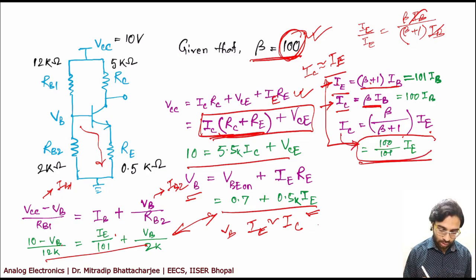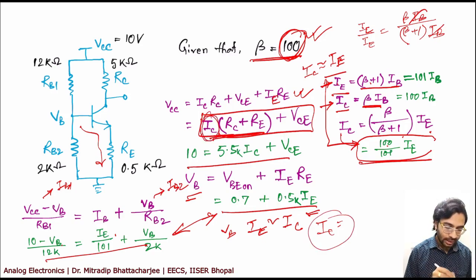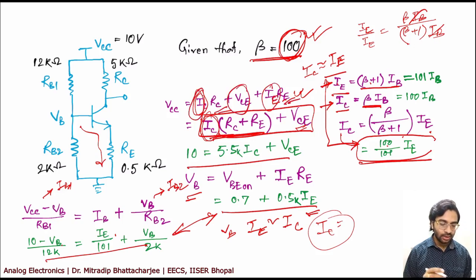You will find the value of IC. Then put the IC value over here and you will get the value of VC. Or put here, you have IE and IC both. Put here, you have RC, RE values known, you will get VC. You know VC, you know IC, and that will be your operating point for this circuit.